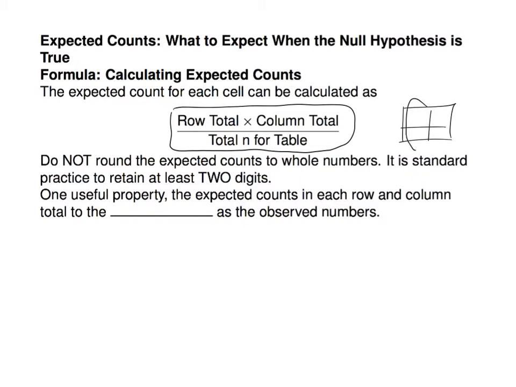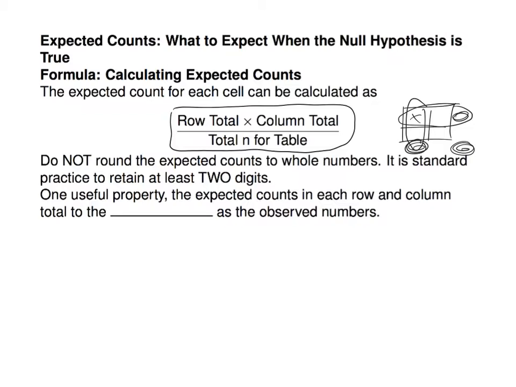You do row total for this guy. The row goes the other way, doesn't it? I'm dead, sorry. Row total, column total, big total, and then that goes in that box. That's your expected count for that one box. And you do that for all 4 boxes.